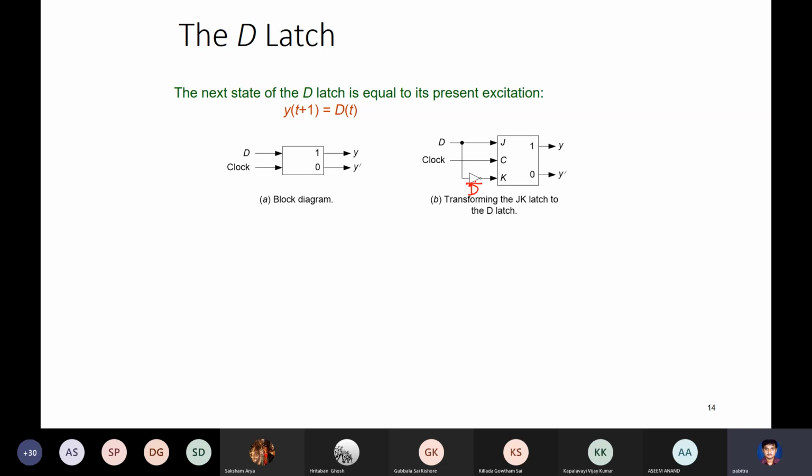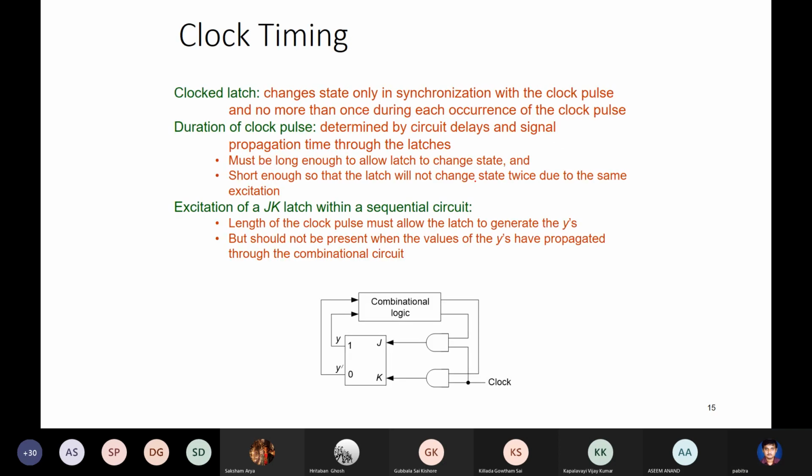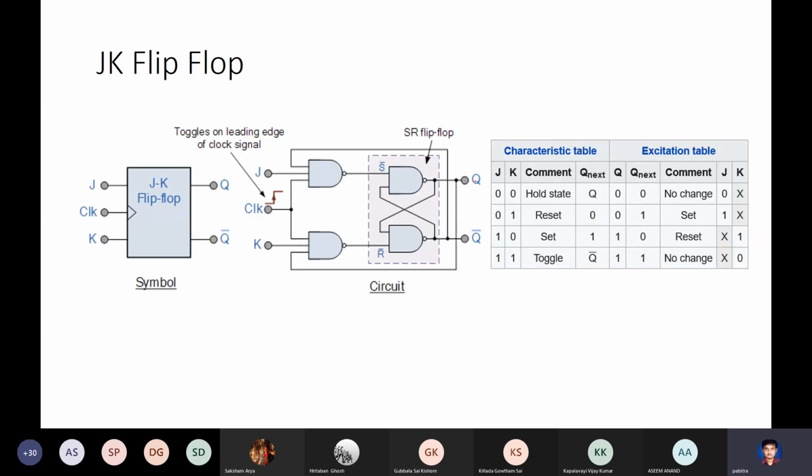So this is sometimes called a data latch or a delay latch. You just have one input, and again here you can draw the transition, the excitation table, and so on. But it's one of the simplest. The excitation function is an identity kind of thing. It's the same as itself. So this is what we have discussed.